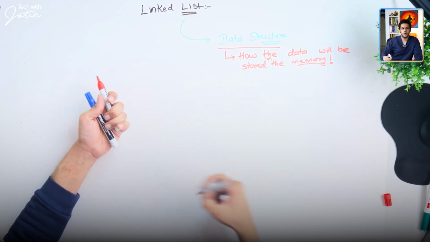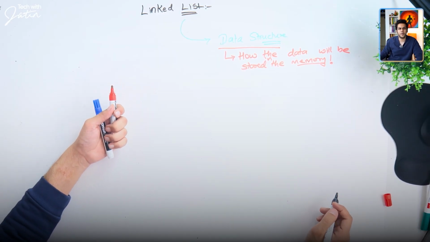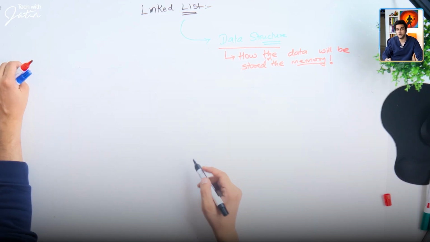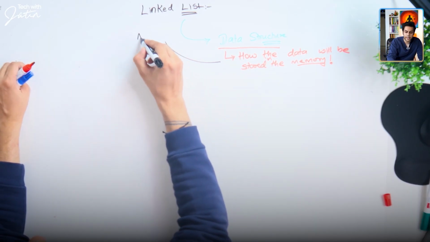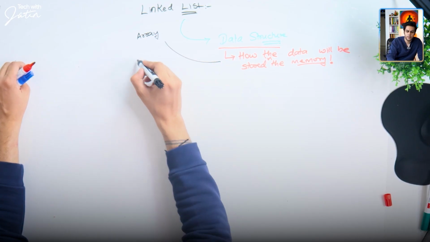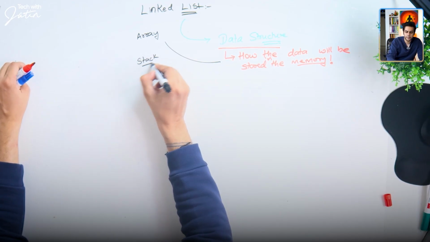Perfect. In the logic building module, we have seen a lot of data structures. Technically, we have seen only two data structures. What are the two data structures that we have seen so far? We have seen array. And the second one? Yes, you have seen your stack data structure.